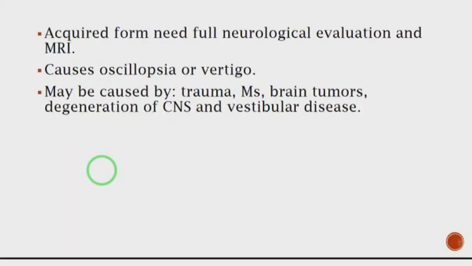Only the acquired form of nystagmus requires full neurological evaluation and MRI, and usually the patient complains of oscillopsia and vertigo. This may be caused by trauma, MS, brain tumors, degeneration of the CNS, and vestibular disease. You don't need to know any more about nystagmus, and the details will be discussed in the clinical round.